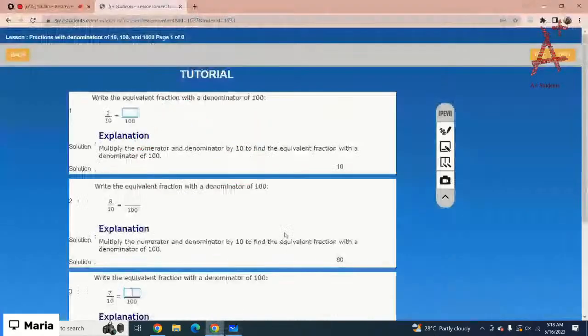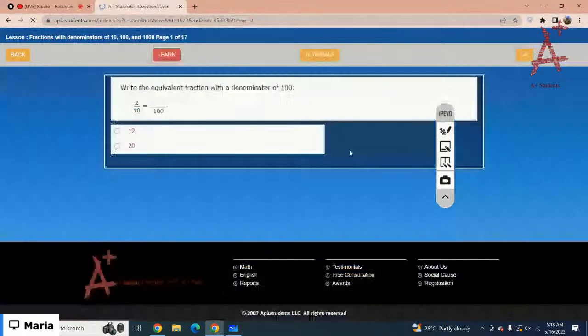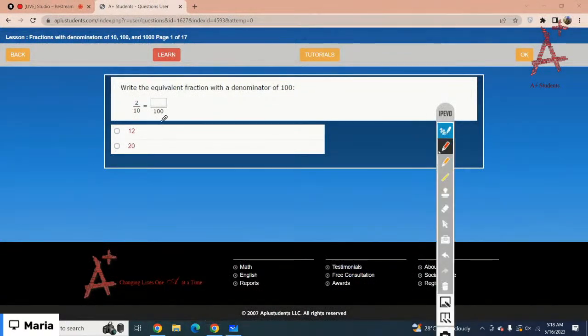Let's just start with the practice questions. Okay, the first one is 2 over 10. So see, you have to make the denominator 100. Got it? So 10 times what number makes 100? 10 times 10 makes 100 and 2 times 10 makes, yes, 20. That means the missing value is 20 over 100. Got it? It would be 20.